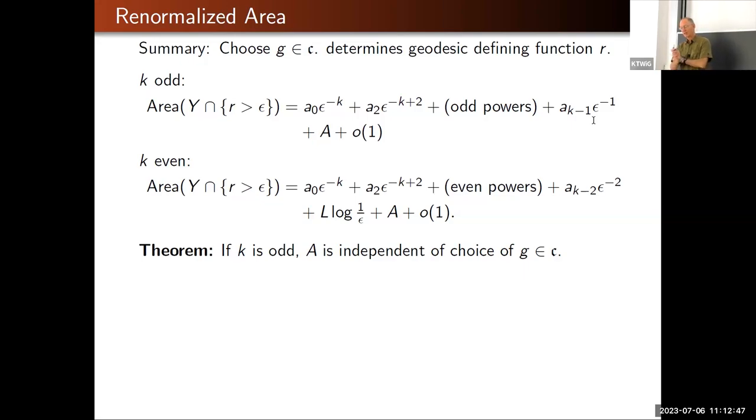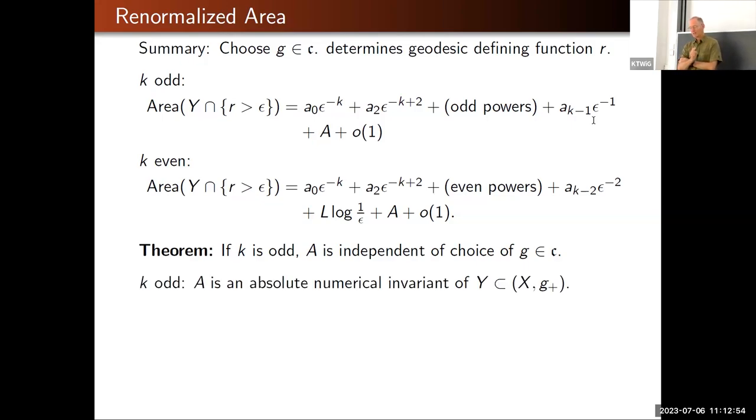Okay, so the a is going to be the renormalized area. This is what I refer to as the renormalized area. So when k is odd, this is an absolute numerical invariant. This depends on nothing. You have one of these Poincaré-Einstein metrics with a minimal submanifold when k is odd, and it has this number associated to it.